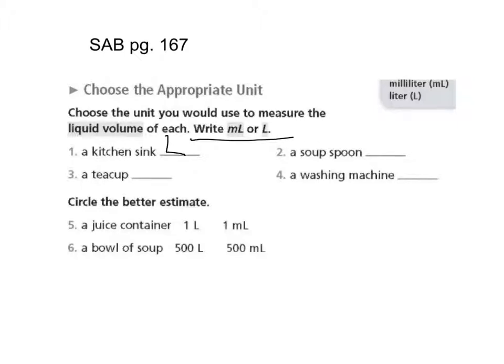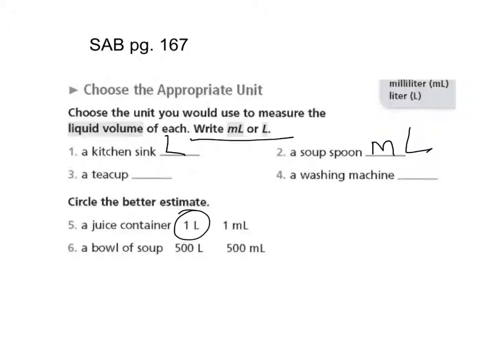Now a soup spoon. I've never had a soup spoon the size of a liter bottle of soda, so I would say milliliter. Okay, and then here, circle your best estimate. A juice container, is it going to be 1 milliliter or 1 liter? That would be a very tiny bottle of juice if it was only 1 milliliter, so I would circle this. So I want you to finish 167. You can pause right now, and complete all of the tasks, and then you'll move on to the next page.